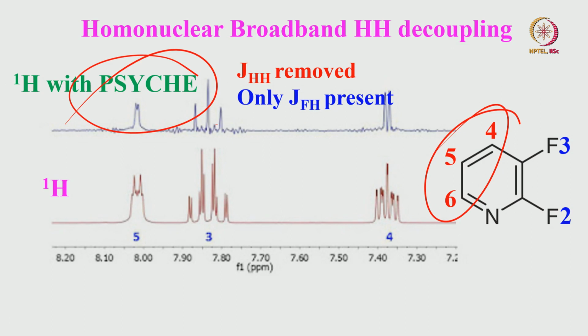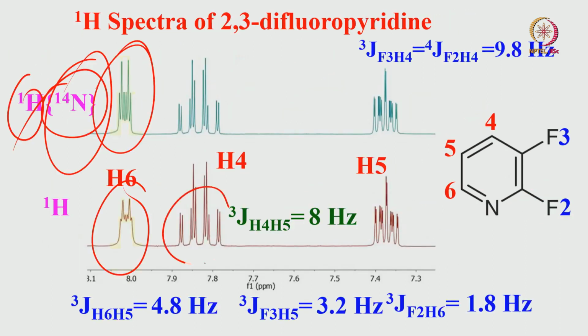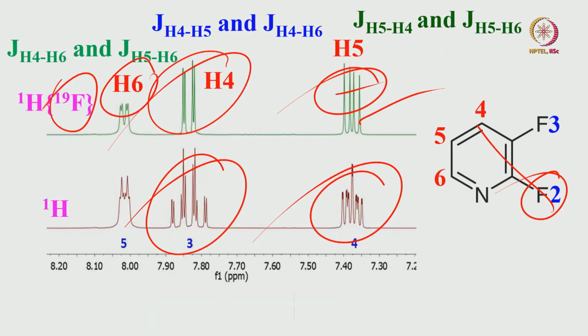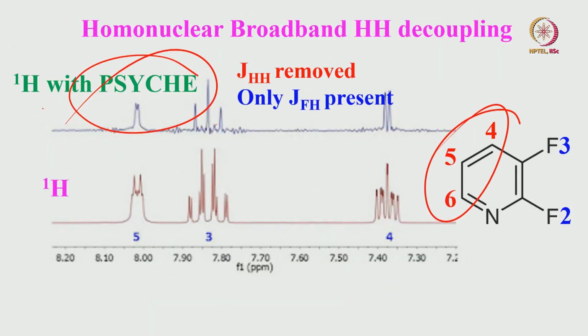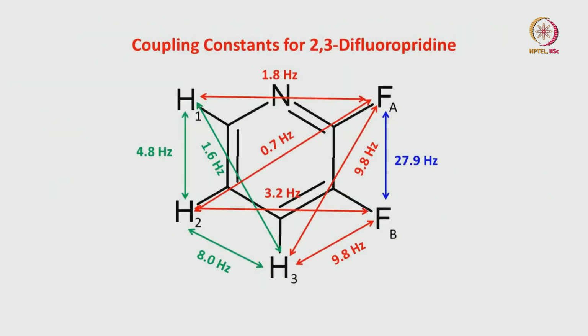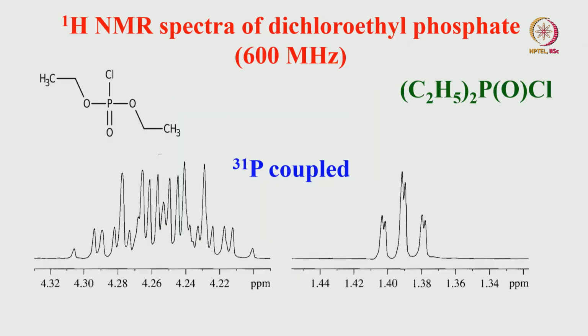See the way. When the spectrum is complex, there are ways of simplifying it. When it is too broad, we made it sharp by decoupling N14. When the spectrum is too complex, in the previous example, we made it simple by removing fluorine coupling, and here even simpler by removing proton-proton coupling, we get FH coupling. Like that, complete information about all the couplings can be obtained.